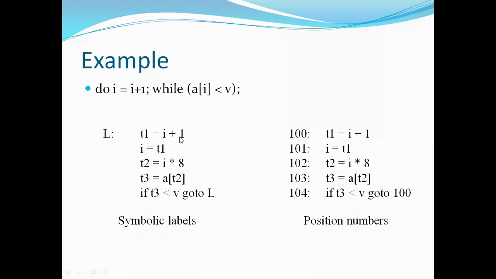That is T1 is equal to i plus 1, and this is a symbolic label representation. If you are having position numbers like this, there is just a single difference: instead of using this L, we can define it with a position number. That means the 100 statement is T1 is equal to i plus 1, and what it means is go to 100. That means again you need to form the cycle until the condition is satisfied, right? This is the way of representing a 3 address code with temporary storages T1 to Tn, in the form of symbolic labels along with the position numbers. Is it clear, all of you?